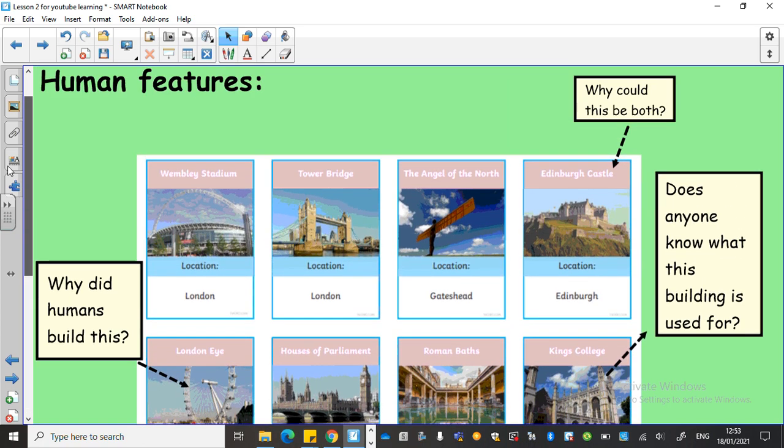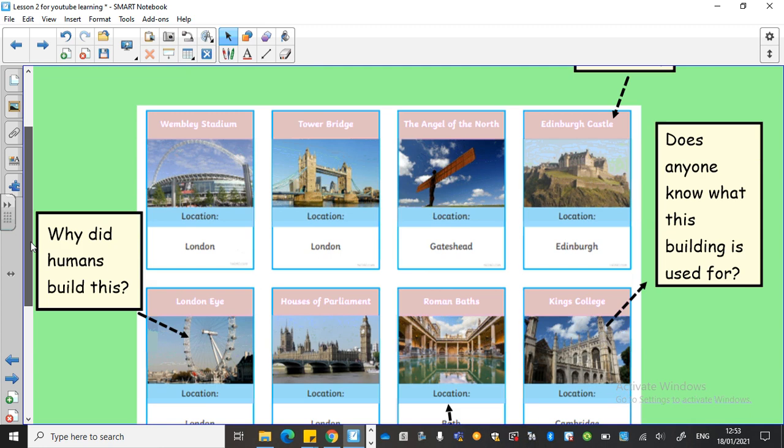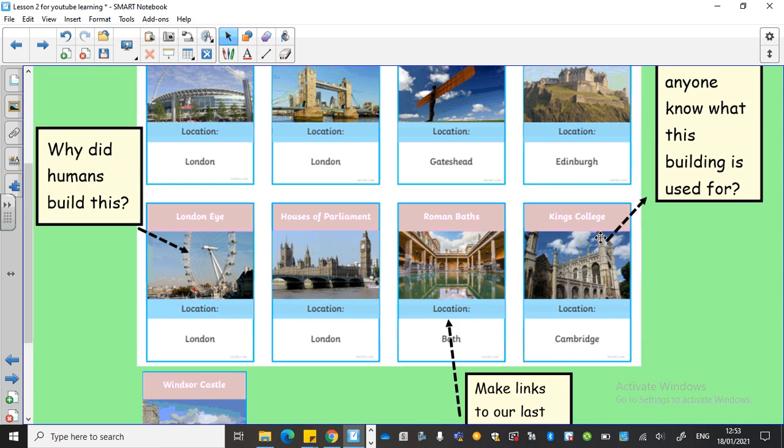So let's have a look at some of these questions I've got here. Why could Edinburgh Castle be both? Well, because it's actually built on a dormant volcano, which dormant means that it no longer erupts, so we don't have to worry about a volcano erupting in Scotland. But it is built on a dormant volcano, which is obviously a physical feature, but the castle itself is a human feature. It was built for people to live in, so that could be both. This one here, I told you just now, it's used for education, this building. It's used for people to go and get their further education.